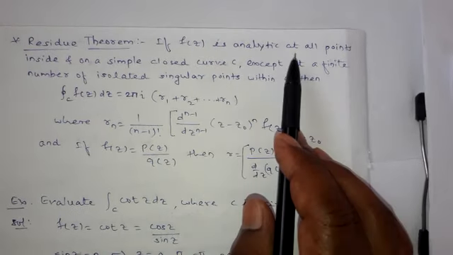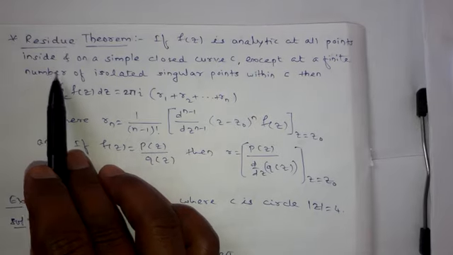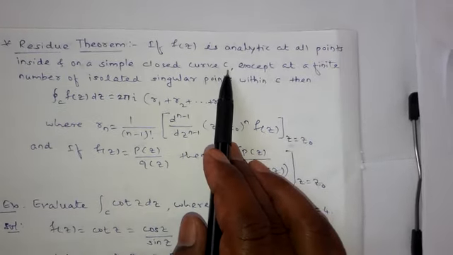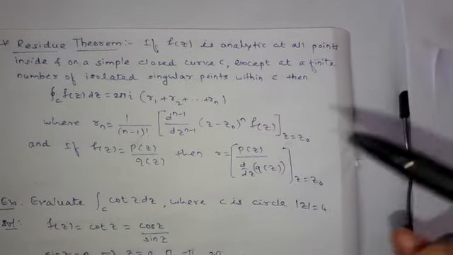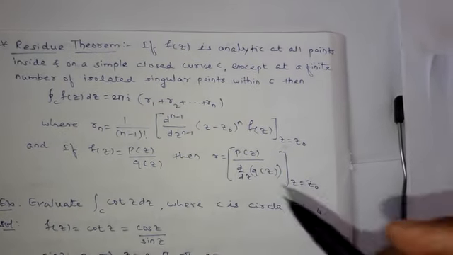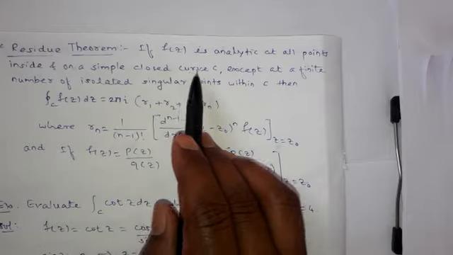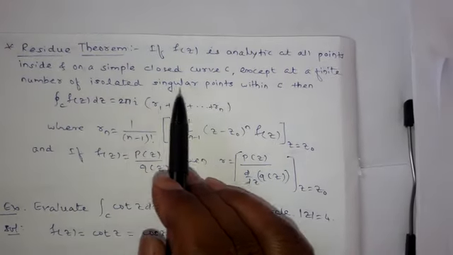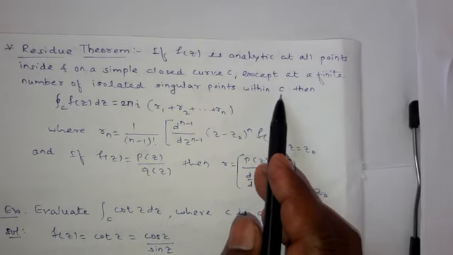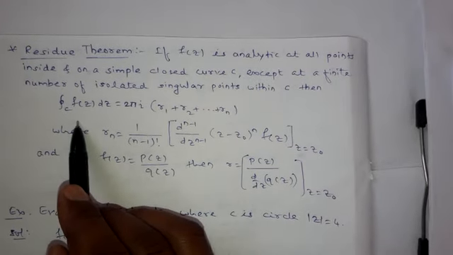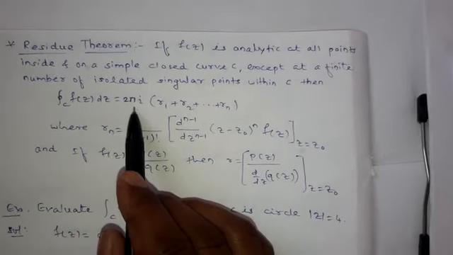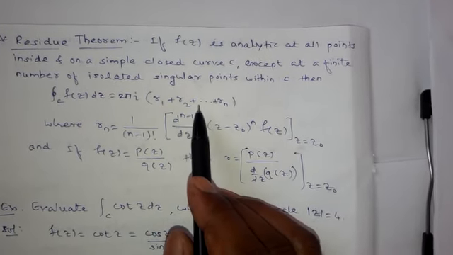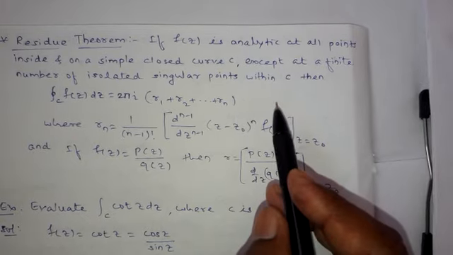If f of z is analytic at all points inside and on a simple closed curve C, so inside this closed curve and on the boundary, except at a finite number of singular points within C, then the integral over the closed curve C of f of z dz is equal to 2 pi i times (r1 plus r2 plus r3), the summation of all residues.